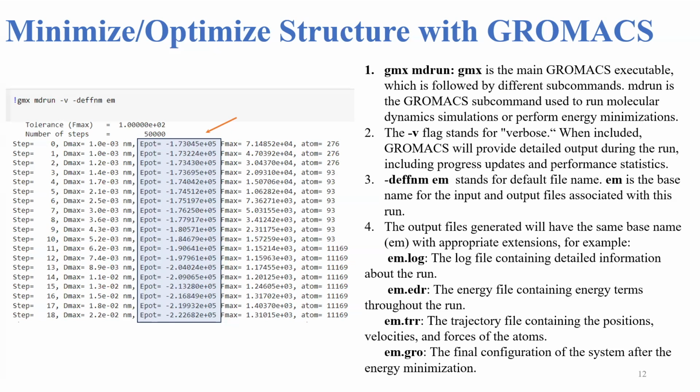One thing to highlight here: you can see in the blue box the energy is going down, from minus 1.73 to minus 2.22 times 10 to the power 5. Basically, energy should go down. The idea is, the lower the energy, the more stable the structure. The same goes for the forces: the lower the forces, the better.